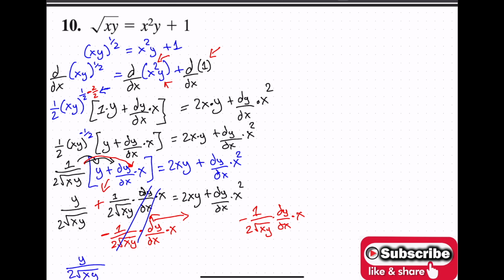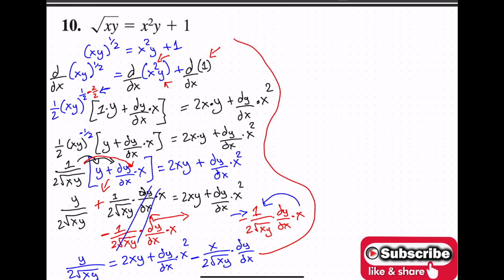of xy equal to 2xy plus dy/dx times x squared. And we have a minus sign with the term that we just moved over. So that will be, I can put the x up front now. You can say this is x over 2 square root of xy times dy/dx. And I'm ready to move this term. I'm going to move it over all the way up here.